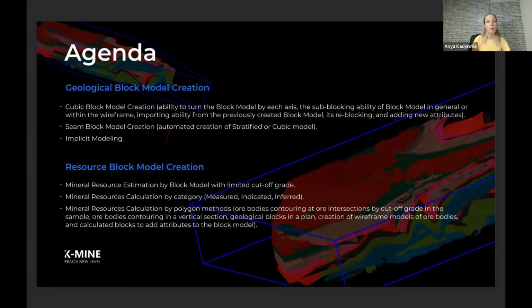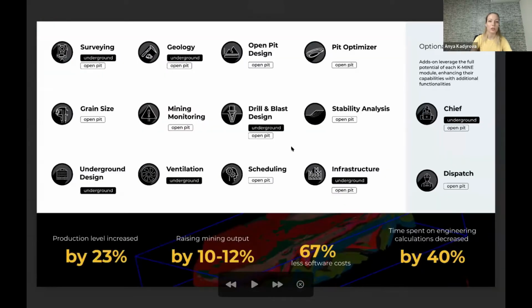When it comes to resource block modeling, we will also review various methods of mineral resource estimation and calculations. We just want to remind everyone that we currently have 12 models for open pit and for underground mining. They all can function as a standalone model or in conjunction with each other. The part of the functionality that we're going to review today is included only in our geology model, just to give you an idea how many features we have in general.